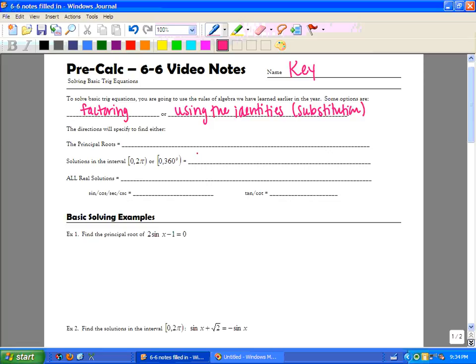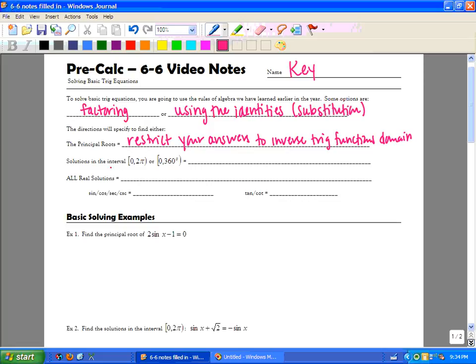The directions for these problems are either going to specify one of these three things. When they ask for the principal roots, you are going to restrict your answers to the inverse trig functions' domain. So what you learned in section 5 about the inverse trig functions and where to look at them on a graph, that's going to be the range that you look for your answers in.